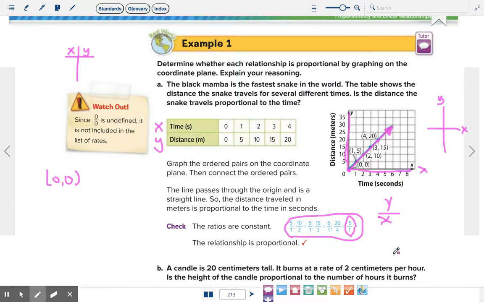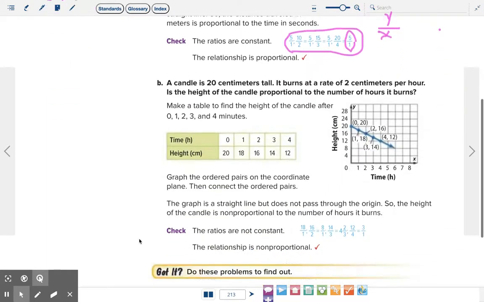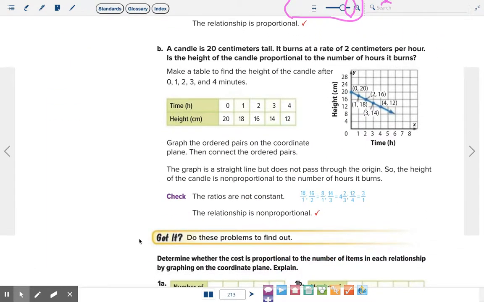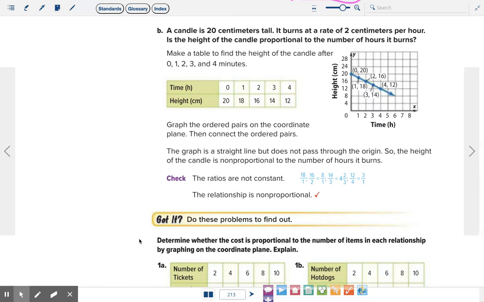Okay, so now let's see if it'll let me scroll down. There we go. Okay, let's look at another example. B. A candle is 20 centimeters tall. It burns at a rate of 2 centimeters per hour. Is the height of the candle proportional to the number of hours it burns? So is the height proportional to the time, the number of hours it burns?